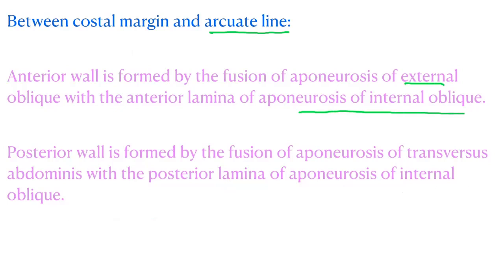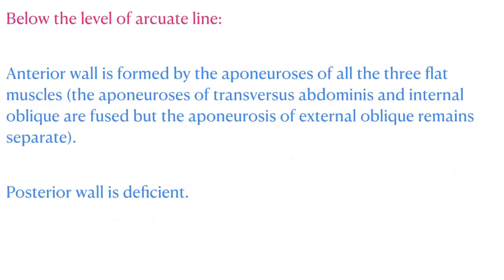Posterior wall is formed by the fusion of aponeurosis of transverse abdominis with posterior lamina of aponeurosis of internal oblique, right? You'll understand more in the next minutes to come. Below the level of arcuate line, anterior wall is found aponeurosis of all three flat muscles. The aponeurosis of transverse abdominis and internal oblique are fused, but the aponeurosis of external oblique remains separate. Posterior wall is deficient, right?